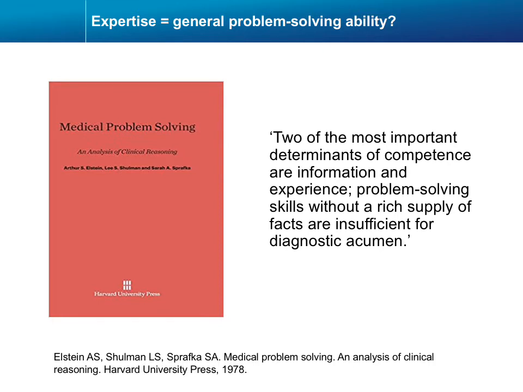And the researchers concluded, and this was a groundbreaking study at the time, that two of the most important determinants of competence are information and experience. Problem-solving skills without a rich supply of facts are insufficient for diagnostic acumen. And so this led to researchers changing direction and examining the role of knowledge in medical expertise.